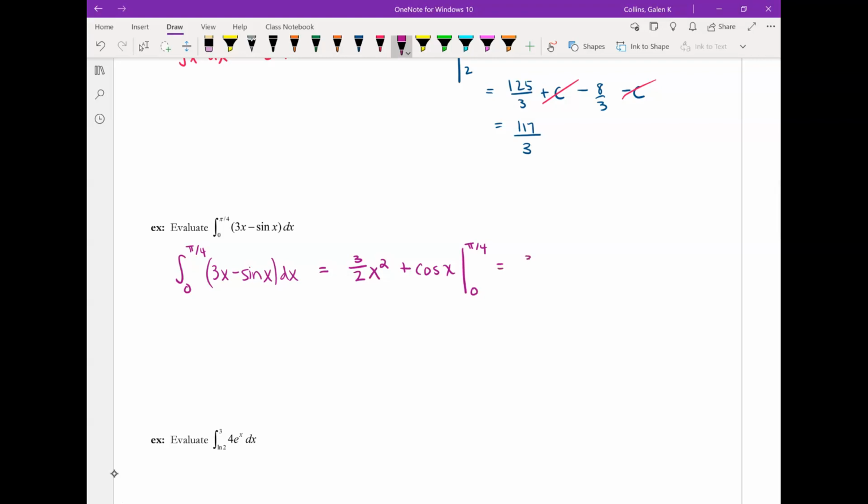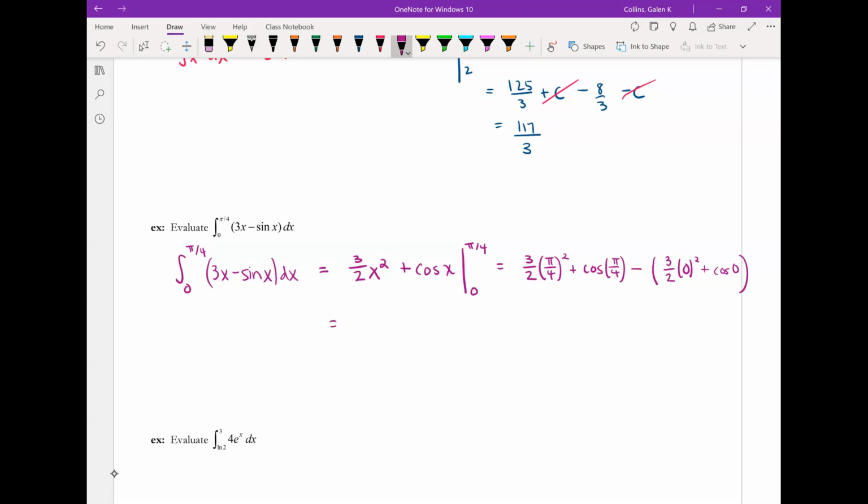So I have 3 halves times pi over 4 squared plus the cosine of pi over 4 minus, and then I must put this in parentheses since I'm subtracting two terms, 3 halves times 0 squared plus the cosine of 0.